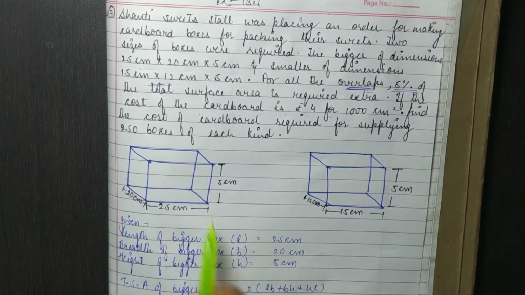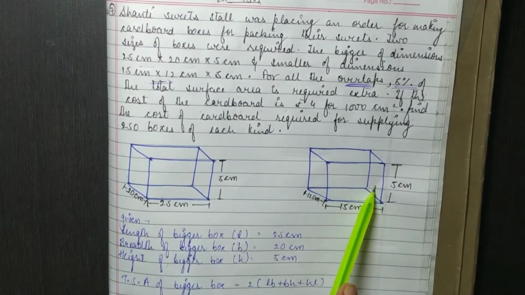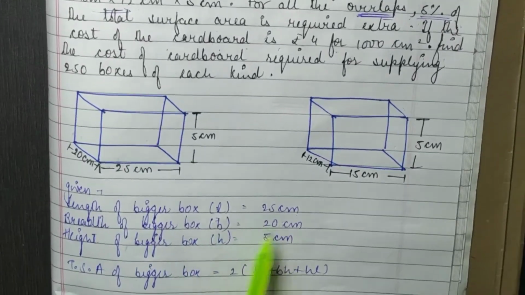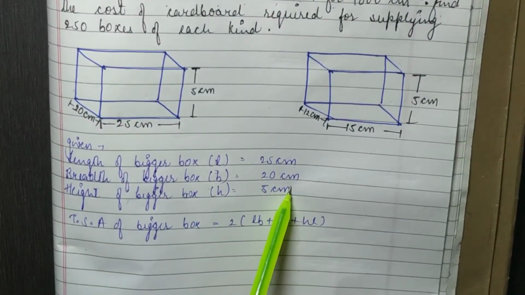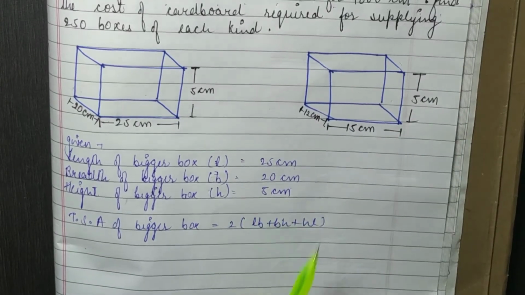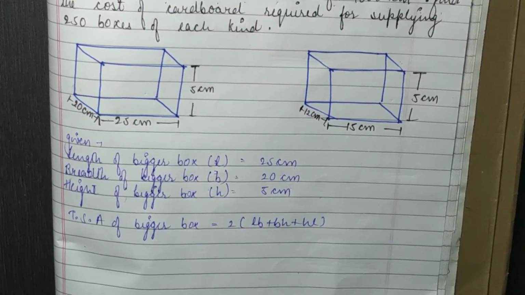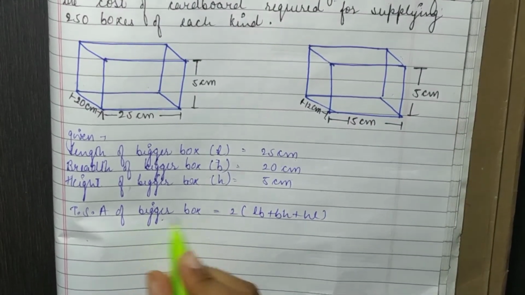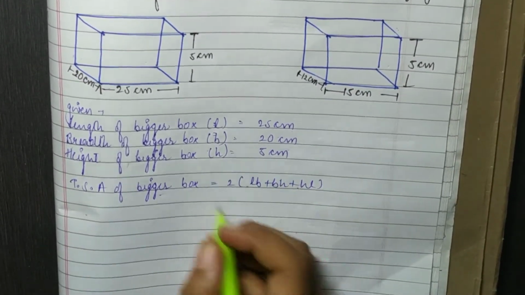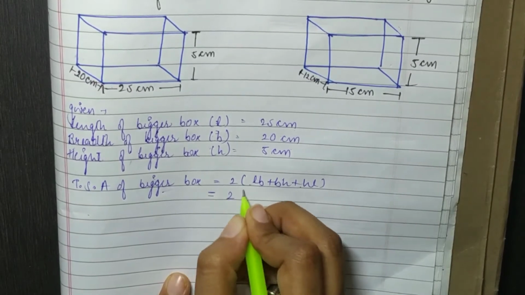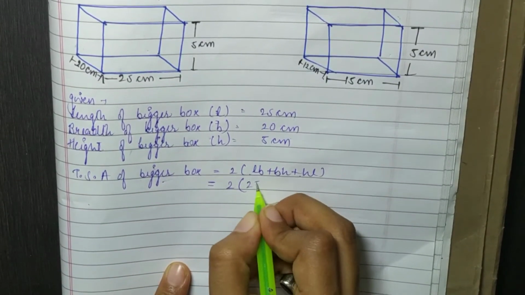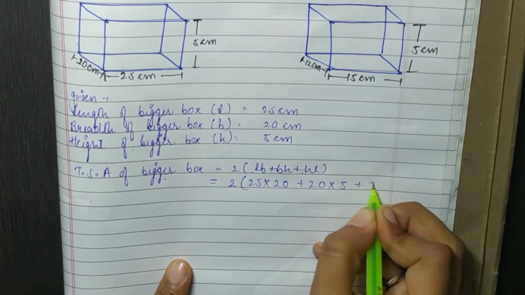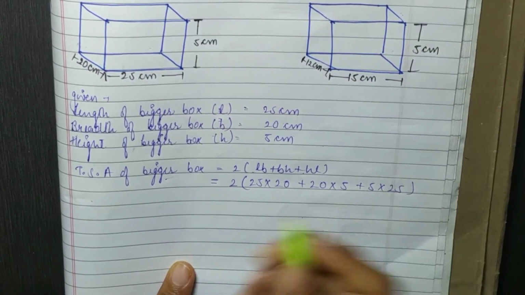As I have drawn two boxes, one bigger in size and the other smaller in size, and as per the dimensions given I have labeled them. Length of the bigger box, small l, is 25 cm, breadth small b is 20 cm and height small h is 5 cm. Since we have to make boxes from cardboard, the whole cardboard will be used. इसलिए we will calculate the total surface area of the bigger box, which is the formula for total surface area of a cuboid. We will substitute the values of l, b, h in the given formula.